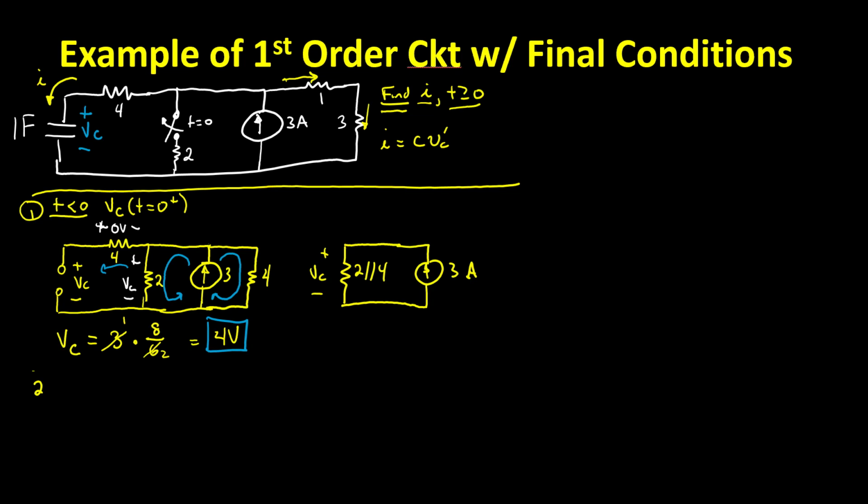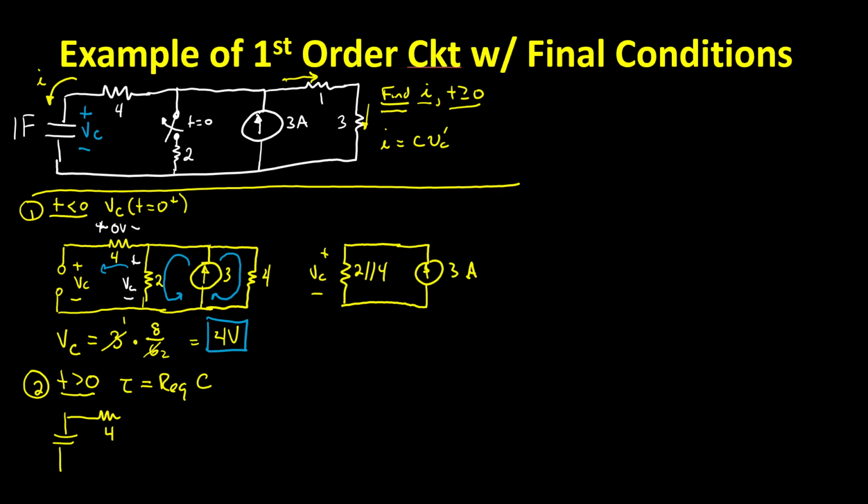Next, we'll draw it for time greater than 0. And in this region, we want to find tau. In order to find tau for an RC circuit, it's equal to the resistance that the capacitor sees times whatever that capacitance is. So let's redraw what our circuit is. For time greater than 0, here's our capacitor. We have our 4 ohm here.